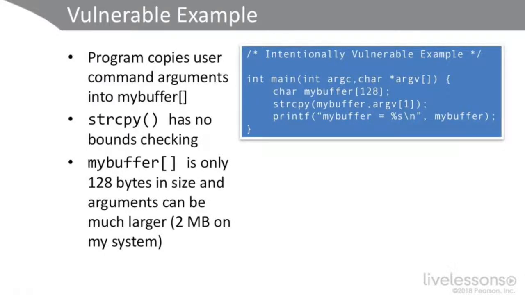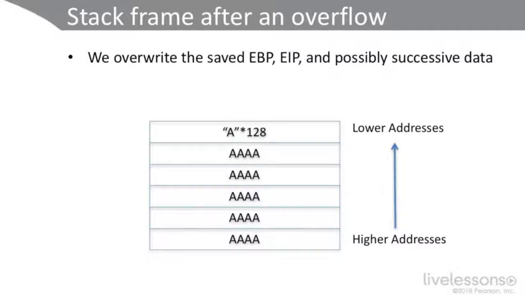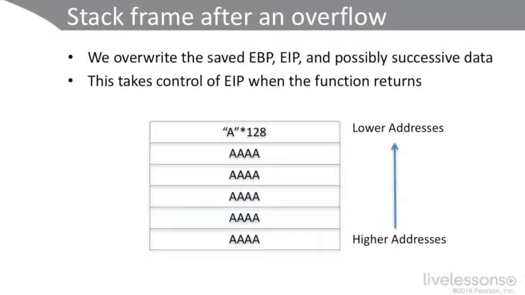What happens when we put more than 128 bytes in this buffer is that we overwrite not only myBuffer, but we start writing into the base pointer and the instruction pointer. Let's say I'm putting in just all A's and passing those into the command. You can see that I'm writing over 128 bytes of A's into the process, and eventually it overwrites the base pointer and the instruction pointer and possibly even data after that. And we're taking control.